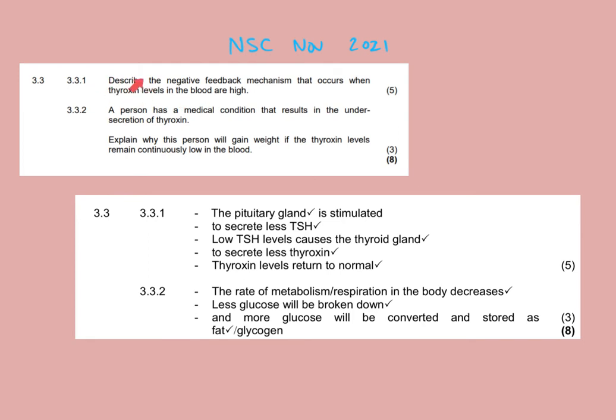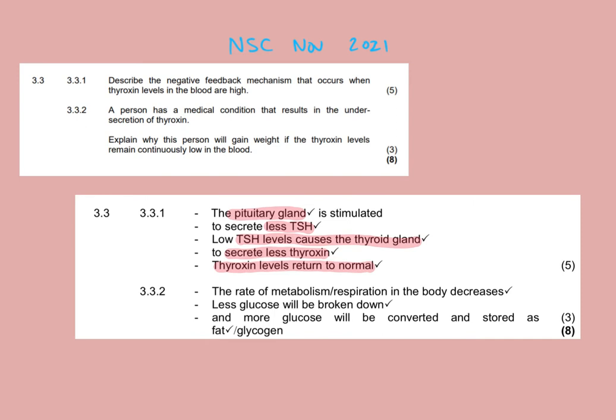So that means the thyroid gland is producing too much thyroxin. So what you need to say here: the pituitary gland is stimulated to secrete less TSH. The lower levels of TSH cause the thyroid gland to secrete less thyroxin, and then you get that mark there for saying thyroxin levels return to normal.